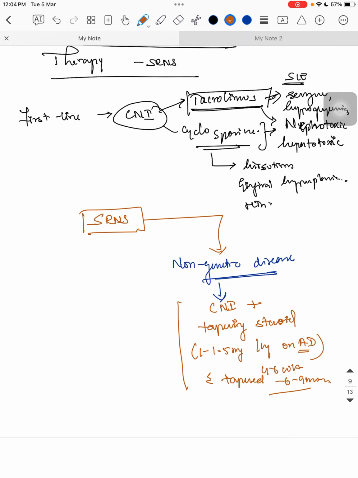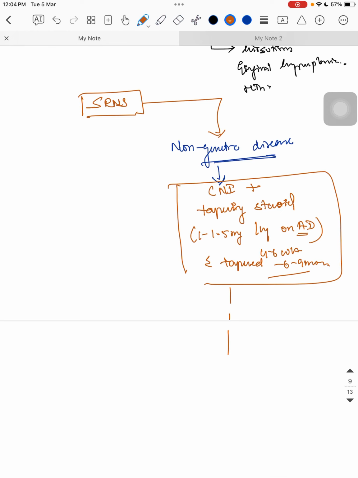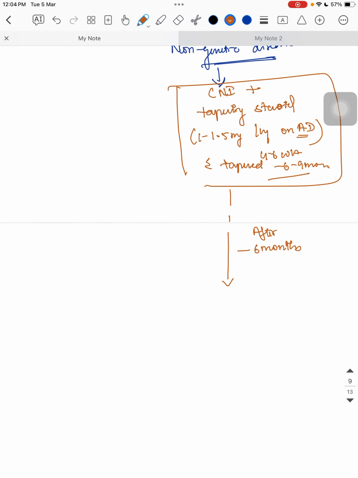Next, after you start the child on calcineurin inhibitors with the tapering dose of steroid, you are going to assess the response to the treatment after 6 months, using urine protein, creatinine, everything. Then you have to look even for AKI. Complete response means urine protein less than 100, that is 24-hour protein less than 100 mg per meter square per day, or urine protein by creatinine ratio less than 0.2.